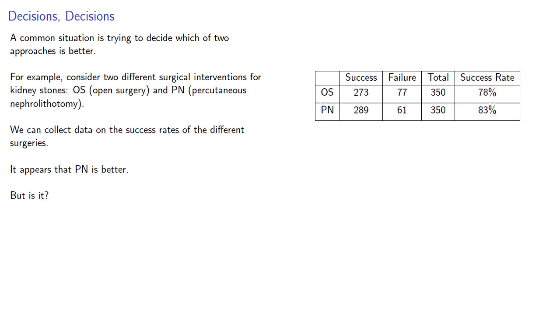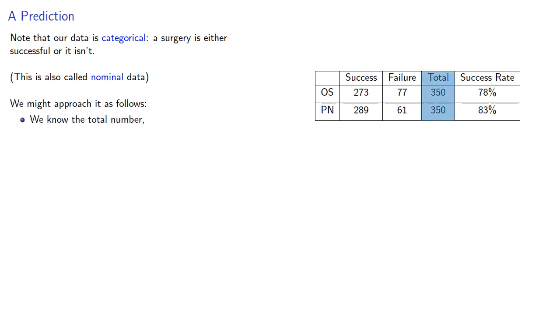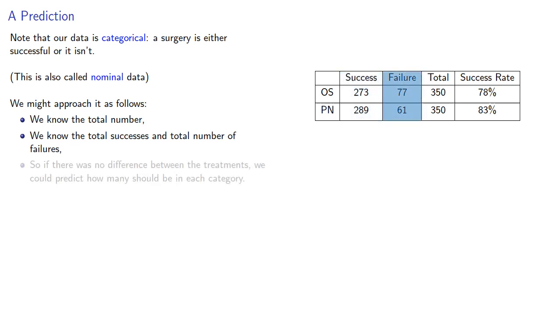But is it? Note that our data is categorical. A surgery is either successful or it isn't. This is also called nominal data. We might approach it as follows. We know the total number. We know the total successes and the total number of failures. So if there was no difference between the treatments, we could predict how many should be in each category.